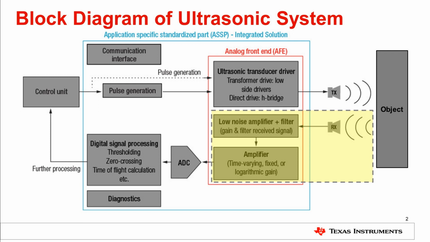The received echo is first amplified with a fixed gain low noise amplifier, followed by a second amplifier stage which may be another fixed gain amplifier, a programmable time varying gain amplifier, or a logarithmic amplifier.